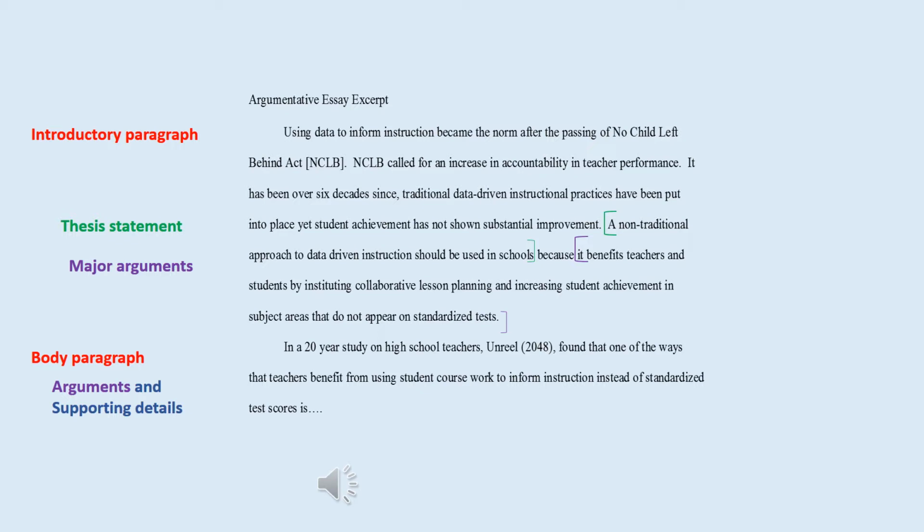An argumentative essay begins with an introductory paragraph, which states the thesis and its major arguments or reasons why you believe that the thesis is true. Each of the body paragraphs, which follow the introductory paragraph, provides supporting details and examples for each of the major arguments. An argumentative essay ends with a conclusion in which the thesis is restated and the major points that were made in the paper are summarized.